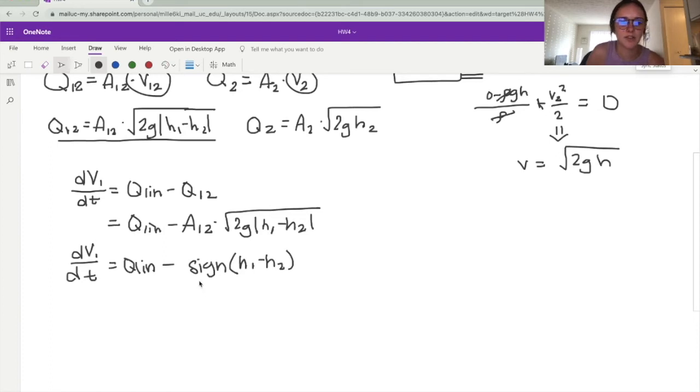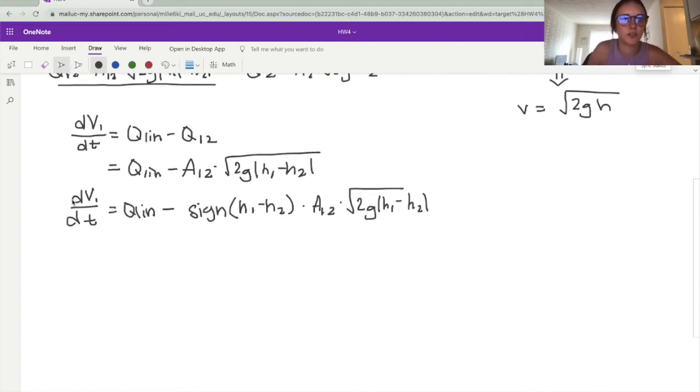So we add this sign of H1 minus H2, and we will multiply that by A12 times square root of 2G absolute value H1 minus H2. And so now that we have that, that will be our equation for V1. And so we're going to do another one, pretty much the same thing, for dV2 over dt.